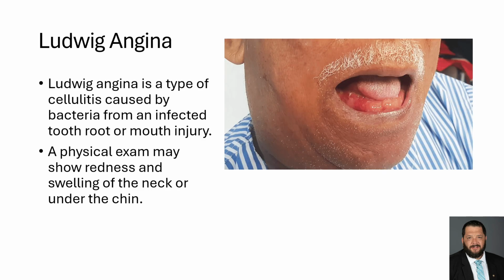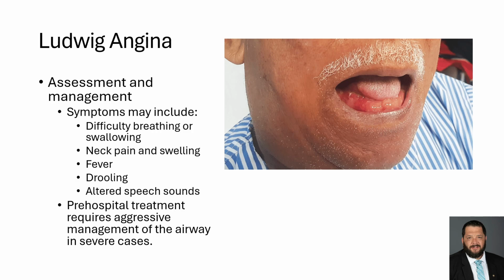Ludwig's angina is a type of cellulitis that's caused by bacteria from an infected tooth root or mouth injury. Physical exam can show redness and swelling of the neck, specifically under the chin. Ludwig's angina can create significant complications that need to be addressed in the pre-hospital world, specifically around airway management. These patients typically will present with difficulty breathing or swallowing, neck pain, fever, drooling, and altered speech sounds are also common. This does require aggressive airway management in severe cases.